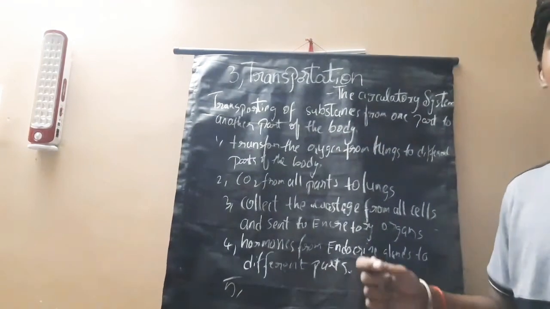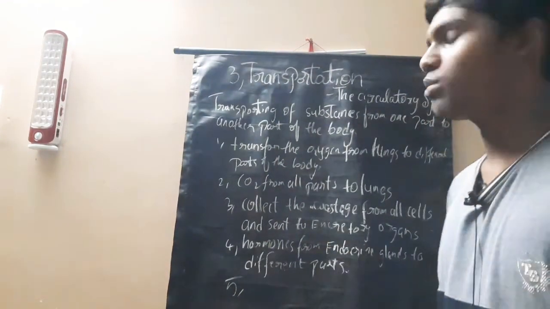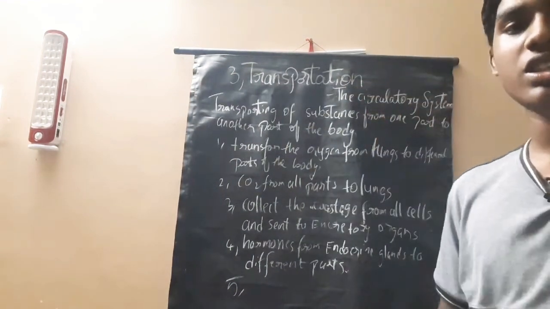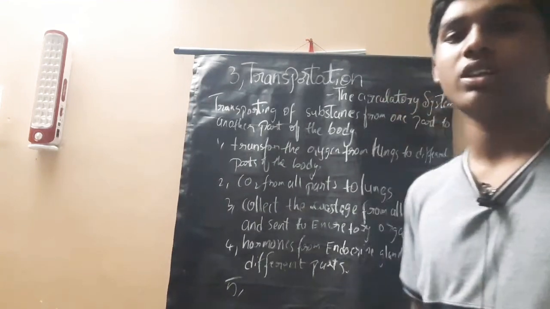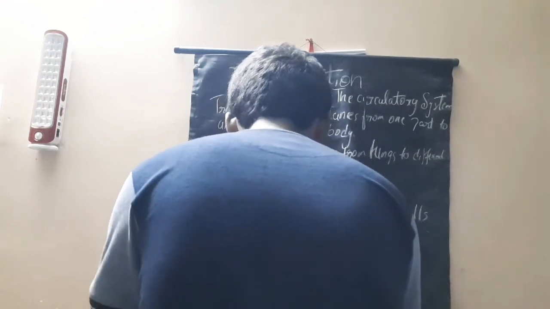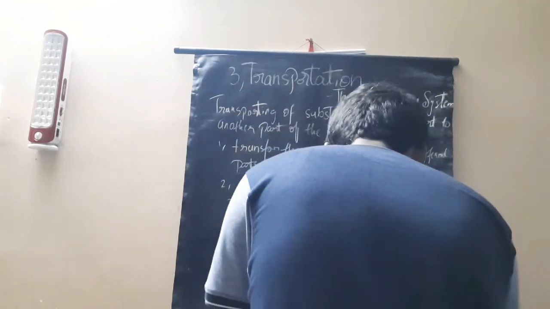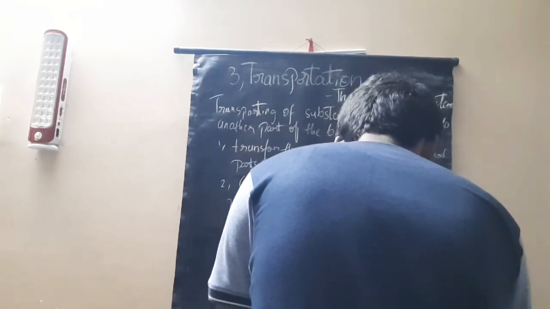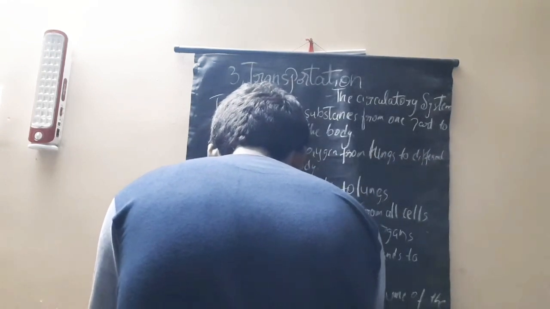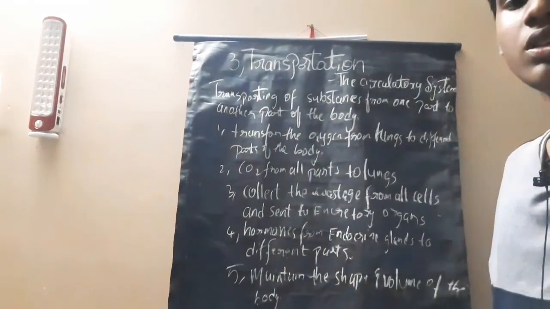Now the fifth point, see. Maintaining the shape and volume of the body. Our shape and volume of the body is maintained by this transportation. This transportation of blood, of oxygen, of CO2, these are all factors maintaining the shape and volume of the body.